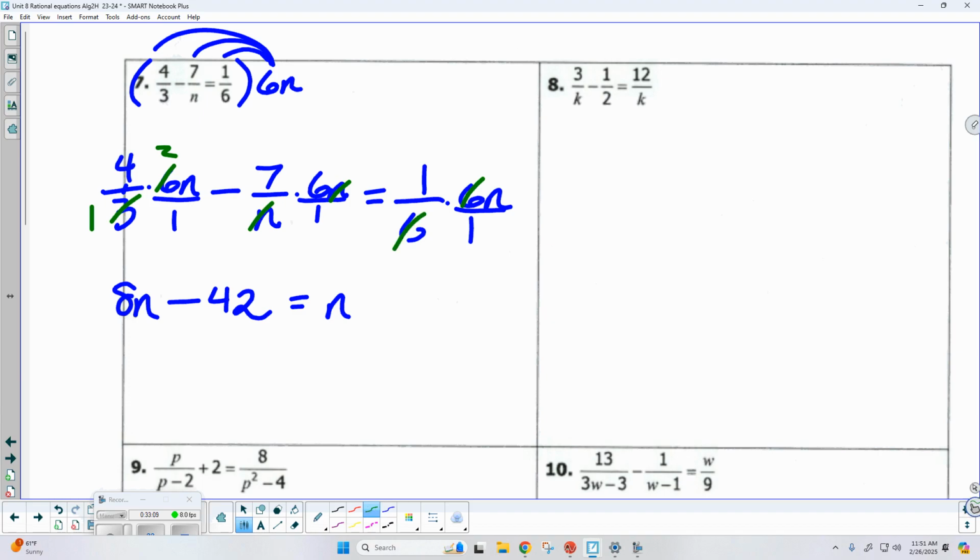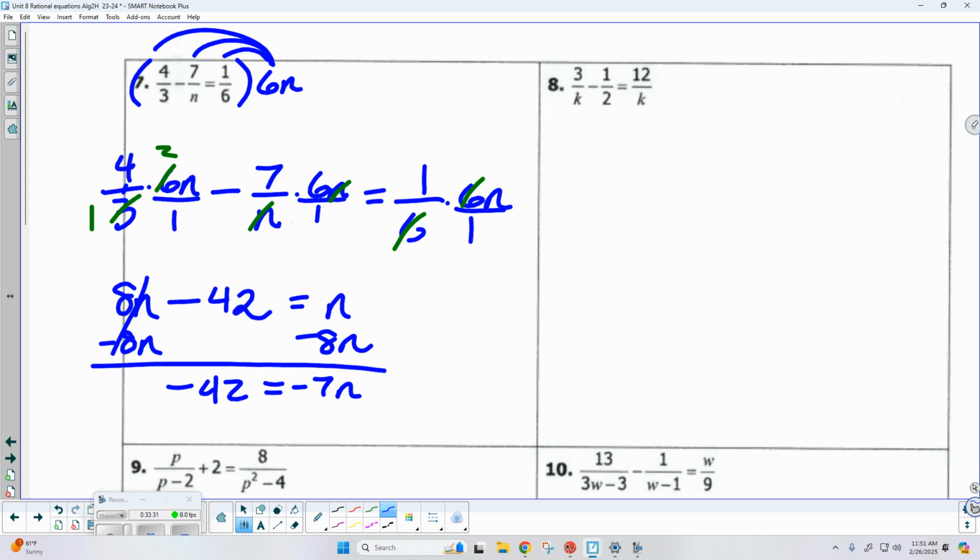And see, once you choose your common multiple and you multiply through, you no longer have any fractions, and you got yourself a simple equation. In fact, let's go ahead and subtract the 8n over. Minus 8n. Those are going to cancel. Negative 42 is equal to, what's n minus 8n? Negative 7n. How do I solve that? Let's divide through by negative 7. Okay. So what is n? n is 6.